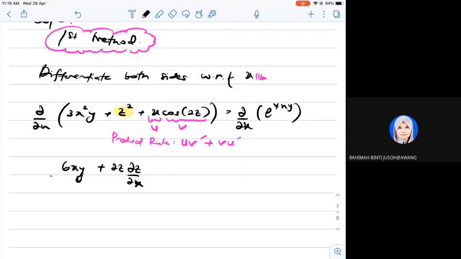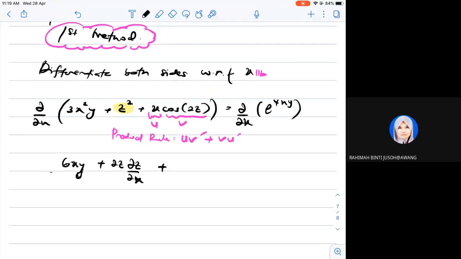Let's solve this. Plus, U is x. So differentiate cos 2z. Differentiate cos 2z, what do you all get? Oh, I forgot. Negative 2. Negative 2 sin 2z. Yes, very good. So UV prime plus VU prime. V is cos 2z, multiplied by the differentiation of U. Differentiate x, what do we get? 1. Easy, right?